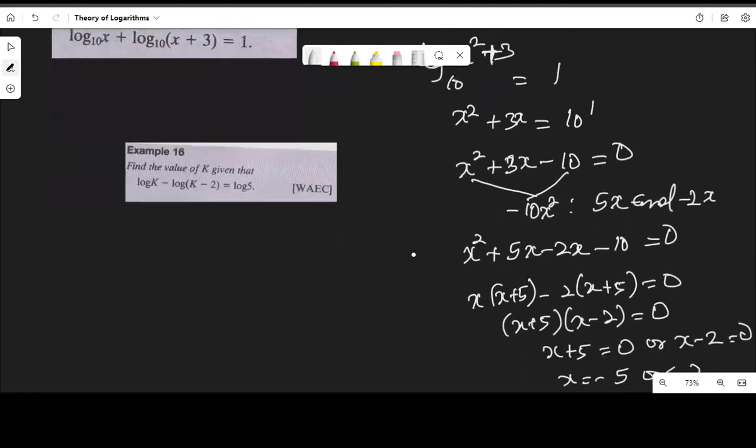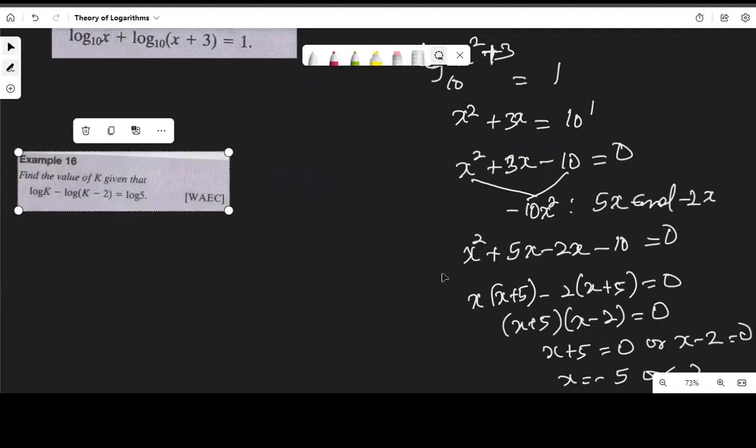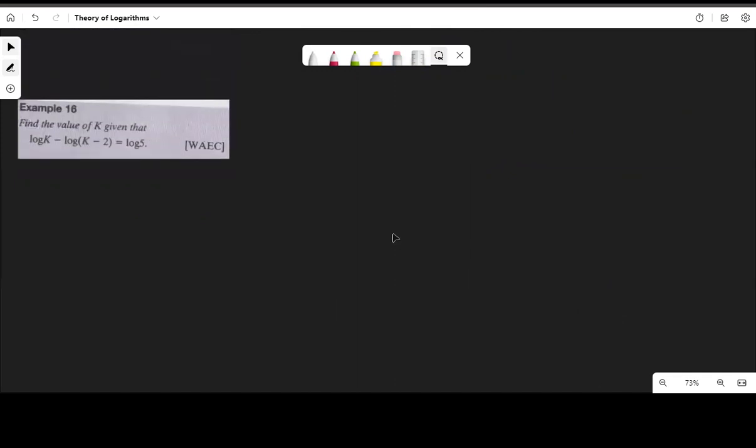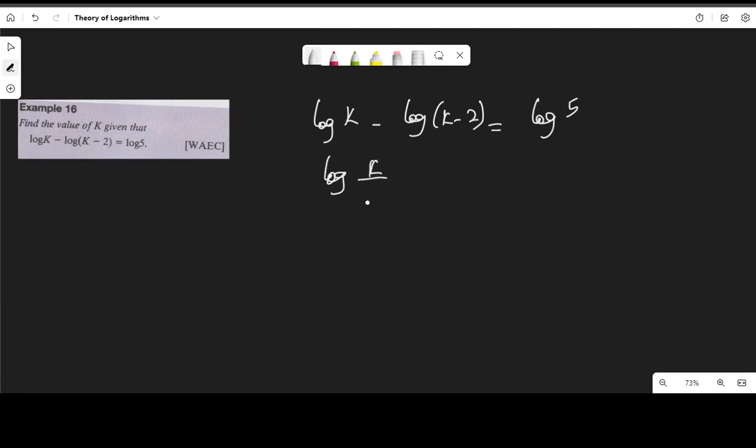Now we'll move on to question 16. Oh, I actually rearranged them wrongly. It's supposed to become first. Okay, for this, we have log k minus log k minus 2 equal to log 5. This means log k over k minus 2 is equal to log 5.